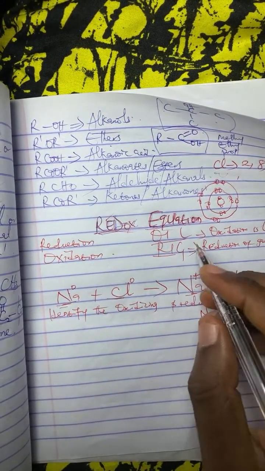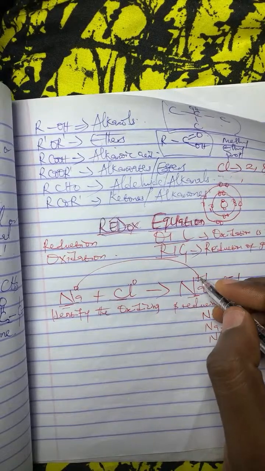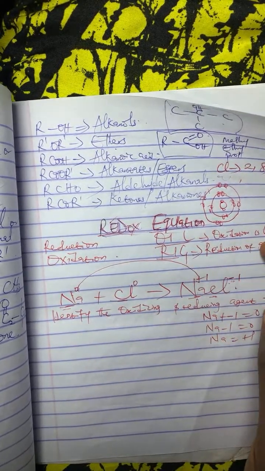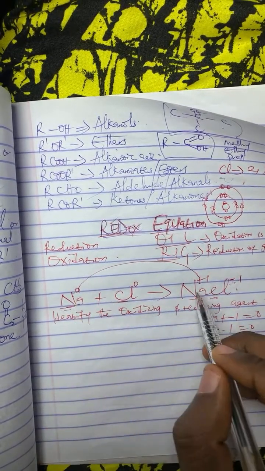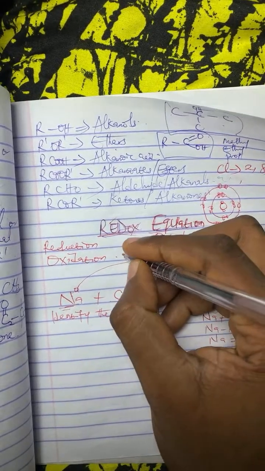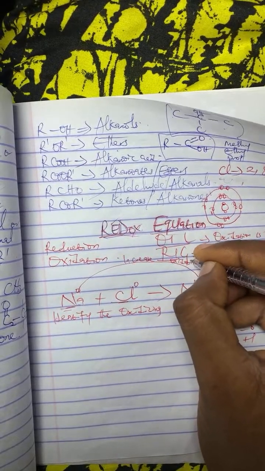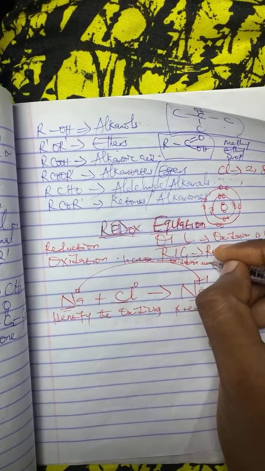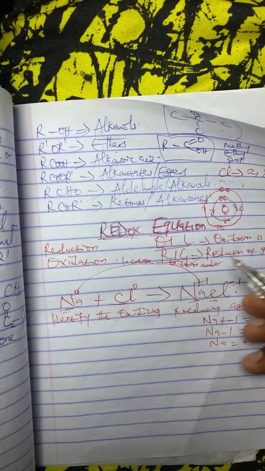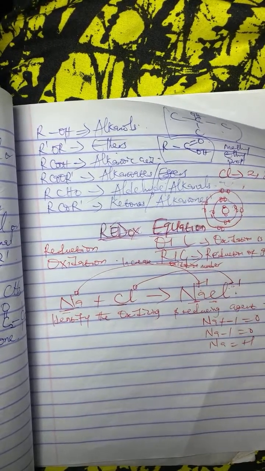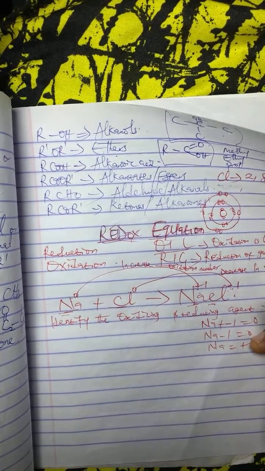Here is -1. So if it moves from 0 to +1, does the oxidation number increase or decrease? This is sodium. We move from 0 to +1. There is an increase in oxidation number. Are we there? Now, if we move from 0 to -1, that is a decrease, because 0 is greater than -1. So this is a decrease in oxidation number.